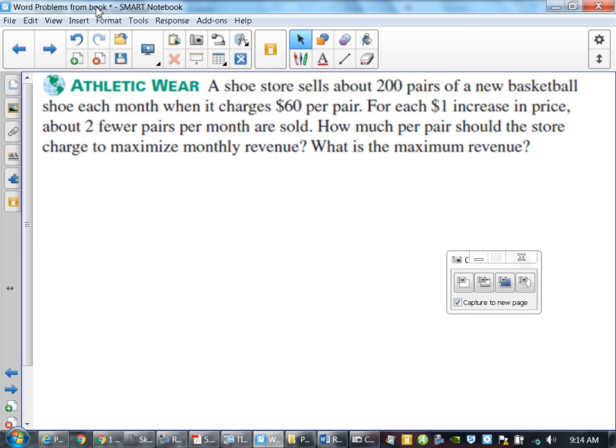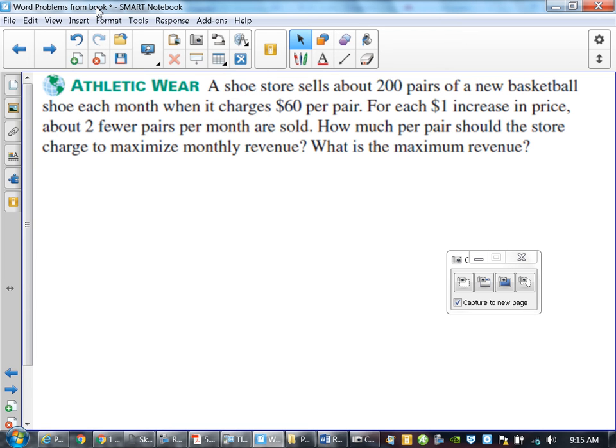So your multiplier for these is that value of X. If it's taking $5 away, that means the X value was 5. If I sell $5 cheaper, I'm selling them for 55, and then $5 more, I'd be selling for 65, and then how many fewer pairs would be sold? 10. That's the relationship.